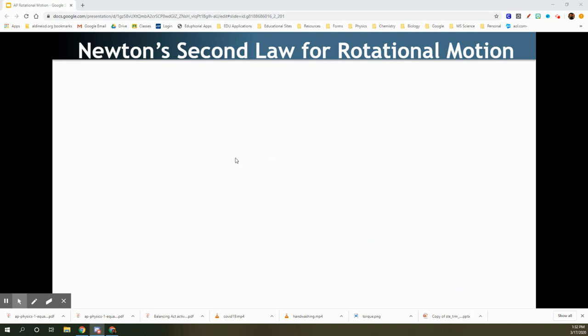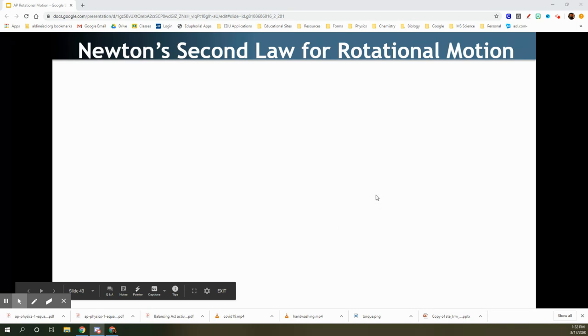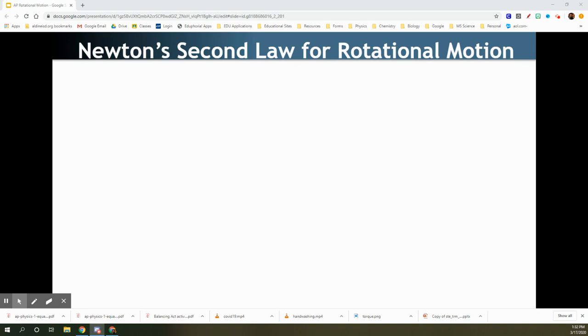Okay, so we took notes on Newton's second law for rotational motion last class. So just find it in your notebook. Yes, Victoria, your answer would be different if your calculator is in radians. Let me just check. Yeah, it should be in degree mode.